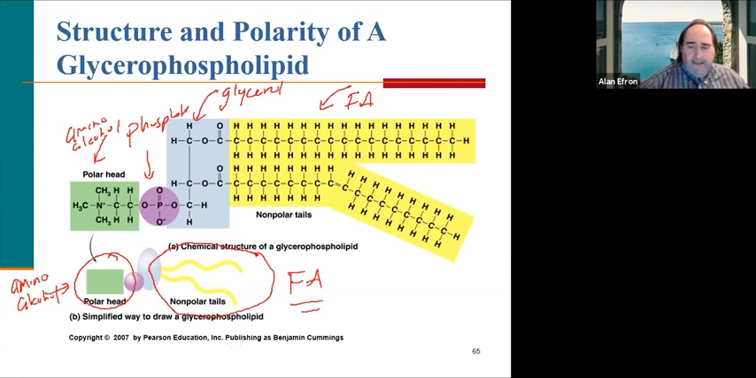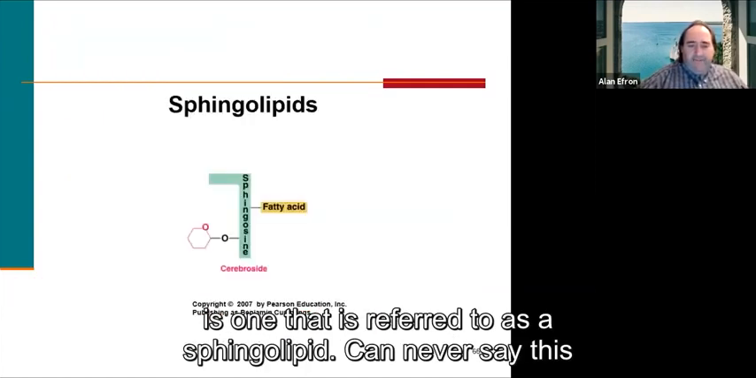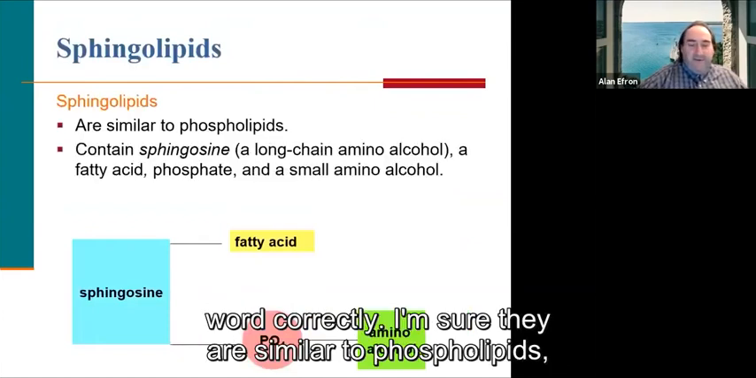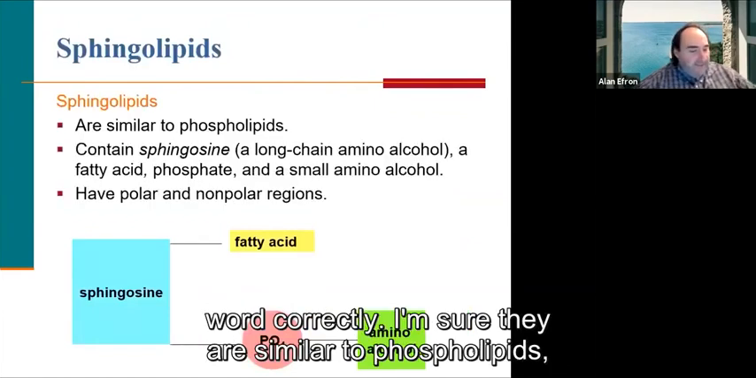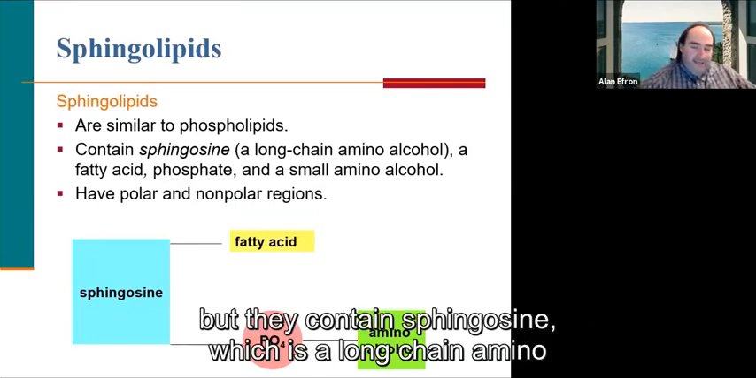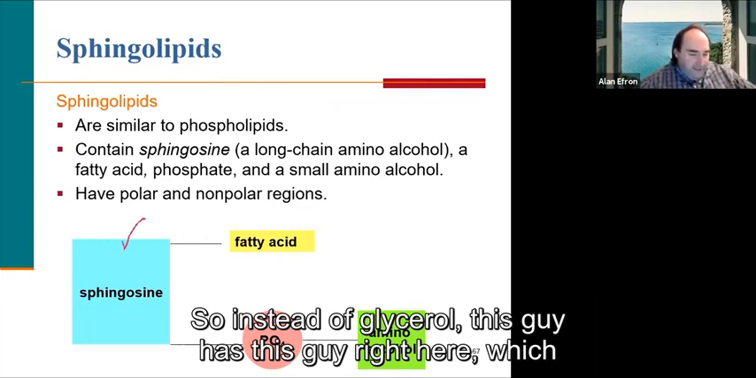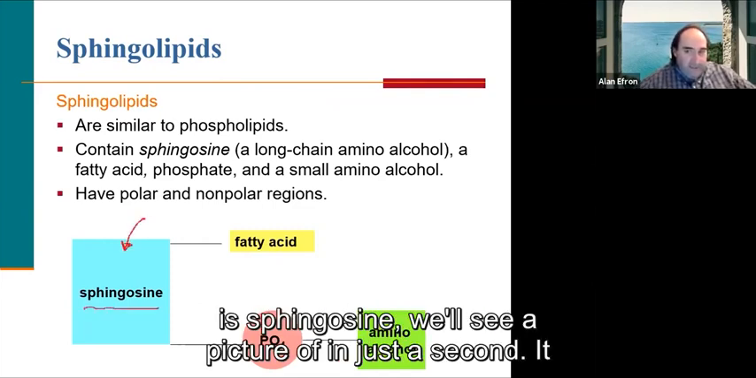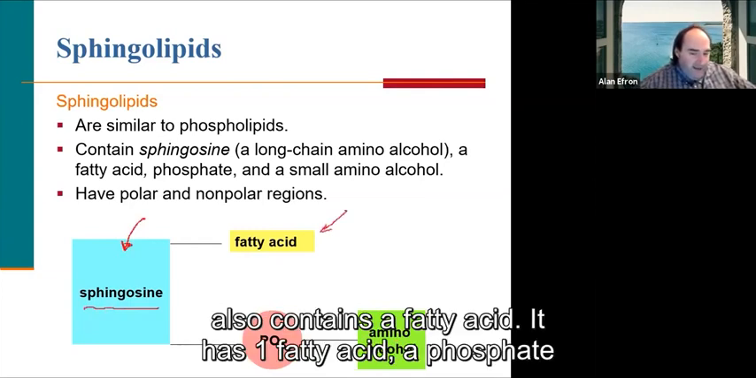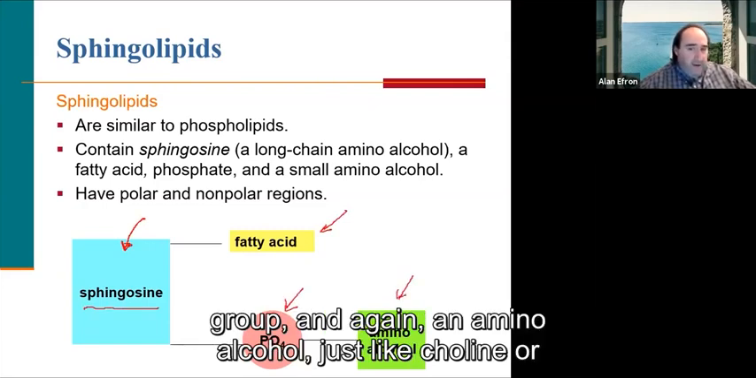Another type of lipid is one that is referred to as a sphingolipid. I can never say this word correctly, I'm sure. They are similar to phospholipids, but they contain sphingosine, which is a long chain amino alcohol, and they also have a fatty acid and a phosphate group. So instead of glycerol, this one has sphingosine. We'll see a picture of it in just a second. It has 1 fatty acid, a phosphate group, and again, an amino alcohol, just like choline.